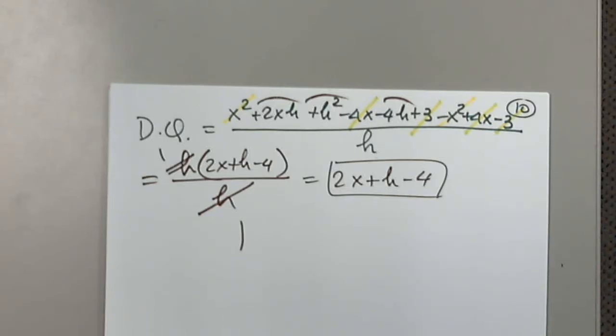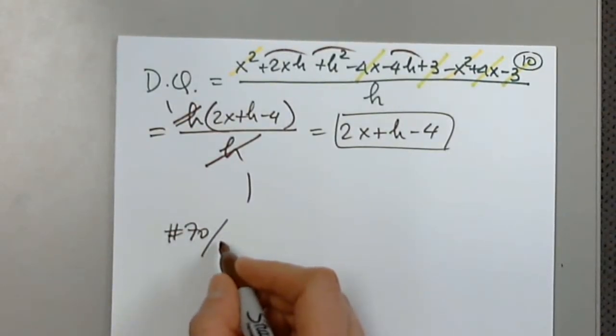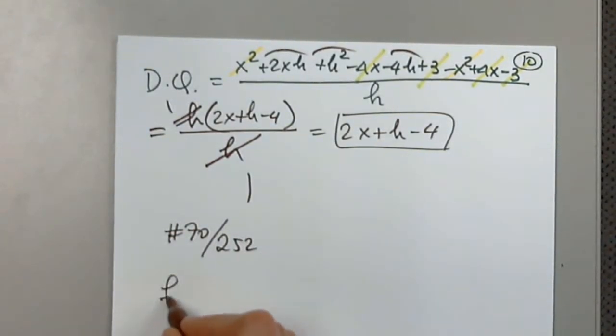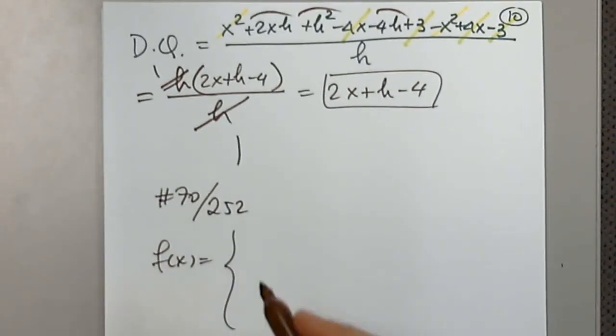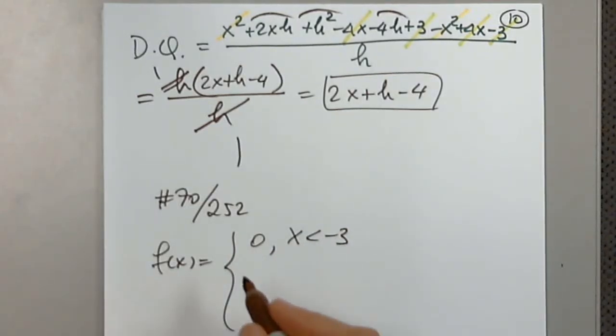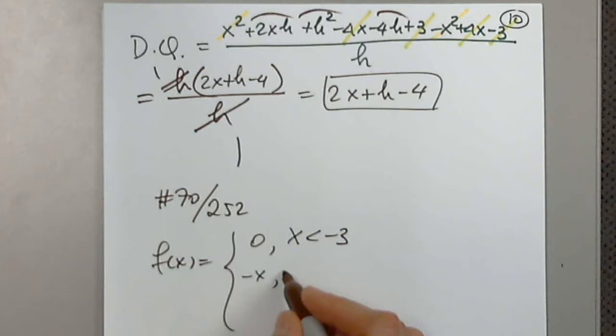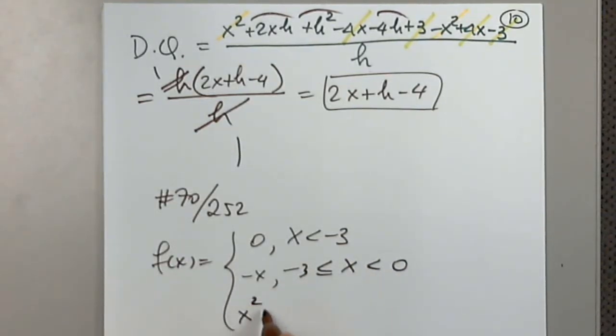Good. One more look at a function that is a piecewise defined function now. Let's say problem 7D on page 252. We have f of x, and it's given to us as 0 if x is less than negative 3. It's negative x for negative 3 less than or equal to x less than 0. And it's x squared minus 1 for x greater than or equal to 0.